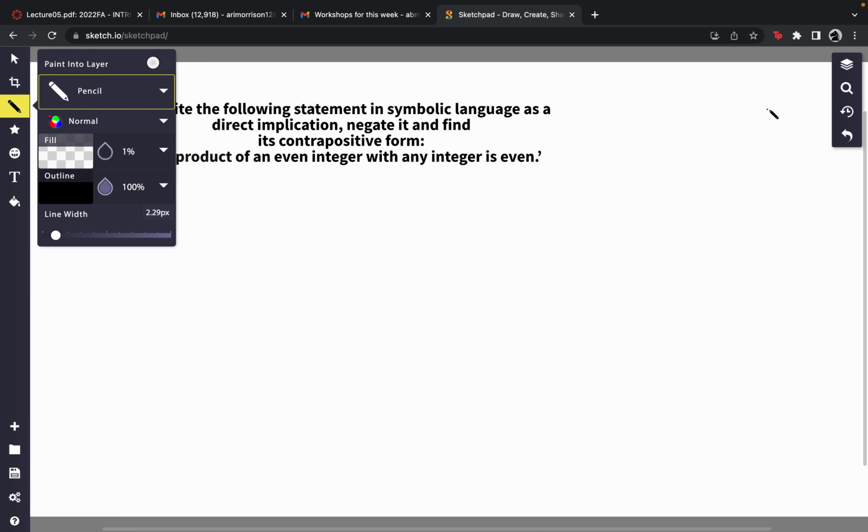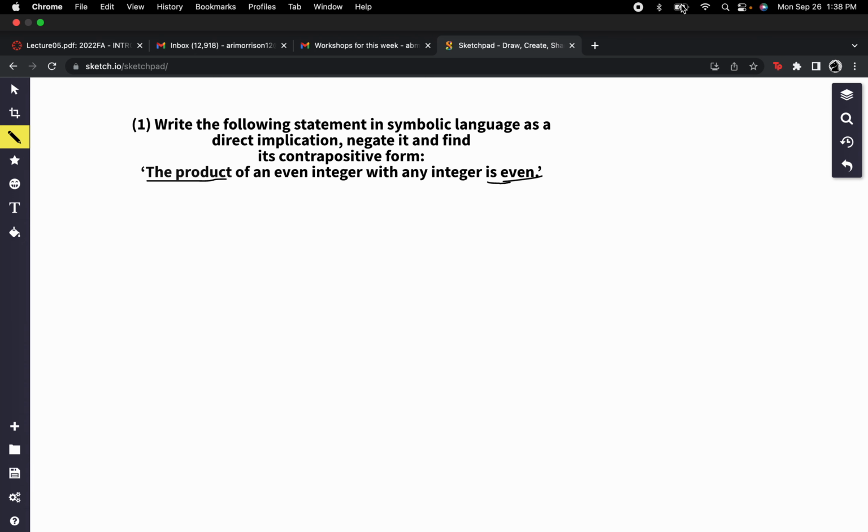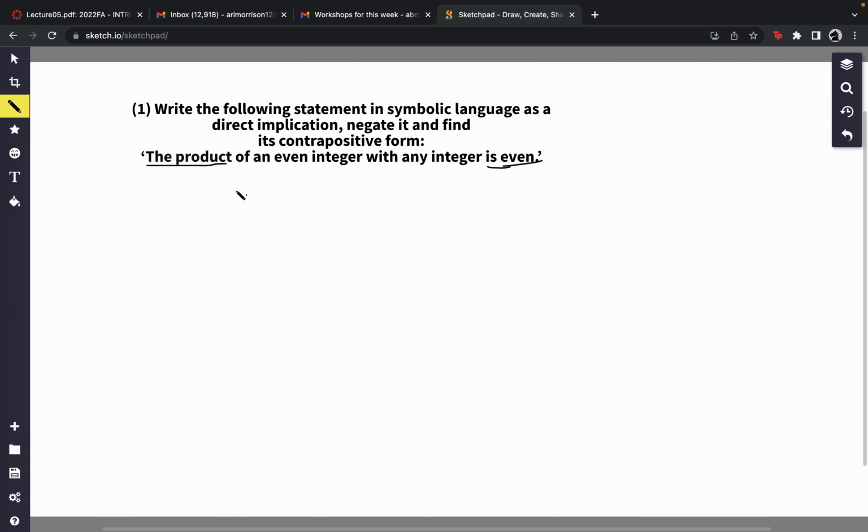So in order to do an implication, you have to have two statements. You have to have a premise and a conclusion. Here, our conclusion is clearly that the product is even. And our premise is sort of the building blocks that get us to that conclusion. So let me just make sure this is recording. Okay, I think that means it's recording.